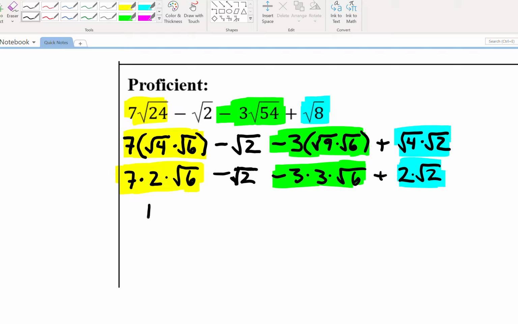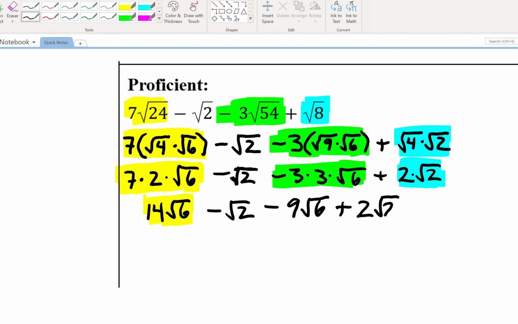So 7 times 2 is 14, square root of 6, minus the square root of 2. And then we've got minus 3 times 3 is 9, square root of 6. And then we've got plus 2 square root of 2. Now, just in terms of the colors, that and this, all of those green ones, they are the same.